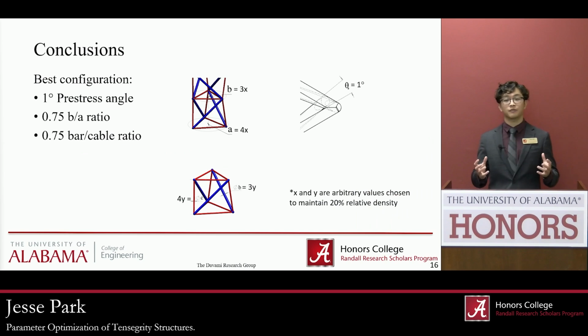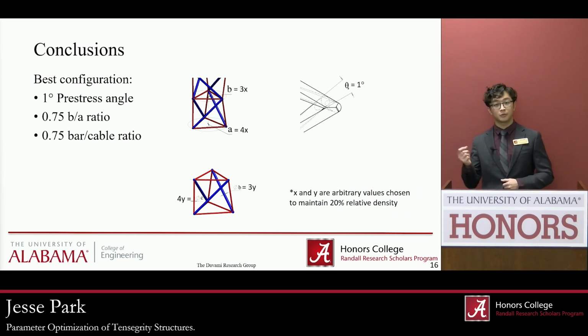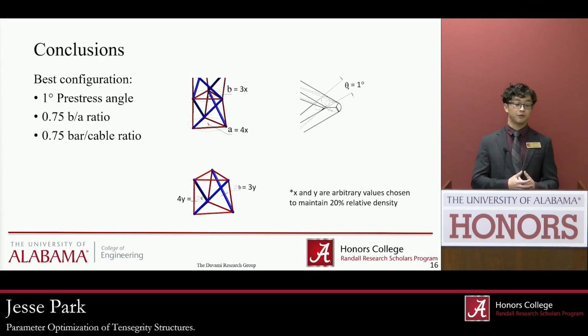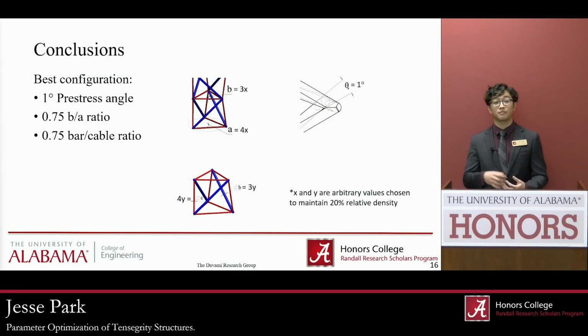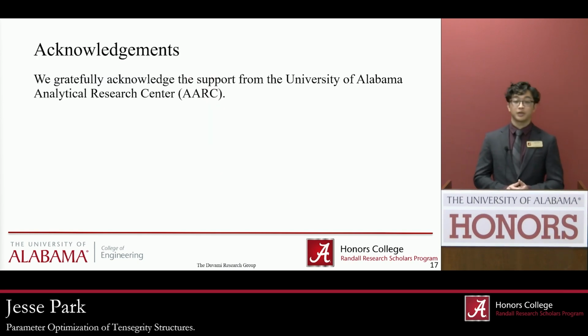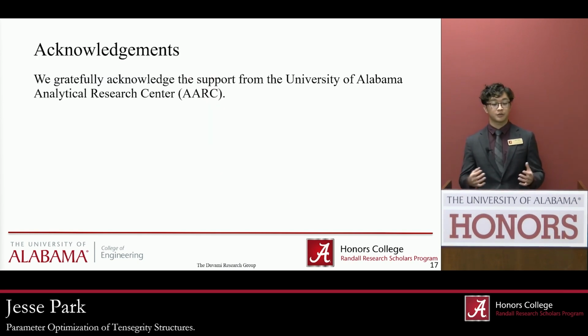So ultimately, what have we found? We found the optimal double T3 lattice parameters for optimizing energy absorption, which consist of a 1 degree pre-stress angle, as well as a 0.75 B to A ratio and bar to cable ratio. We would like to acknowledge the support from the University of Alabama Analytical Research Center.